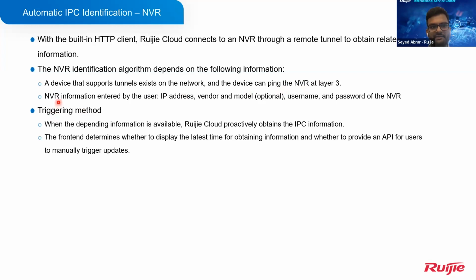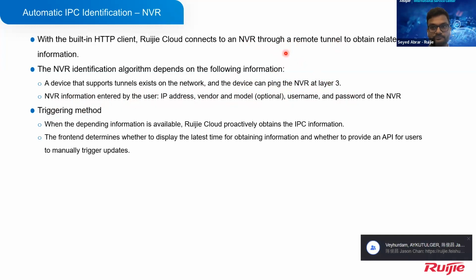And the NVR information you're going to give to the cloud is the IP address, the vendor, the model, and the username and password of the NVR from our Reyee Cloud. With this information, our cloud will fetch all the information required and collect the data of the NVR.